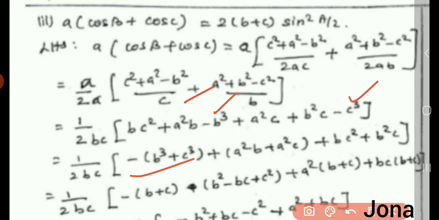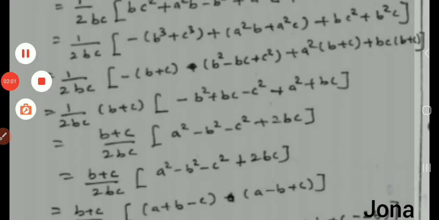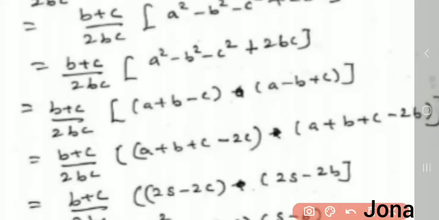So minus of b cube plus c cube, and then here a square b and a square c, the a square terms, group them, and then the b square terms, bc square and b square c. So group these terms here. Okay, and then again I want to make the alteration here. Here this can be written in the form of a square minus b square minus c square plus 2bc.